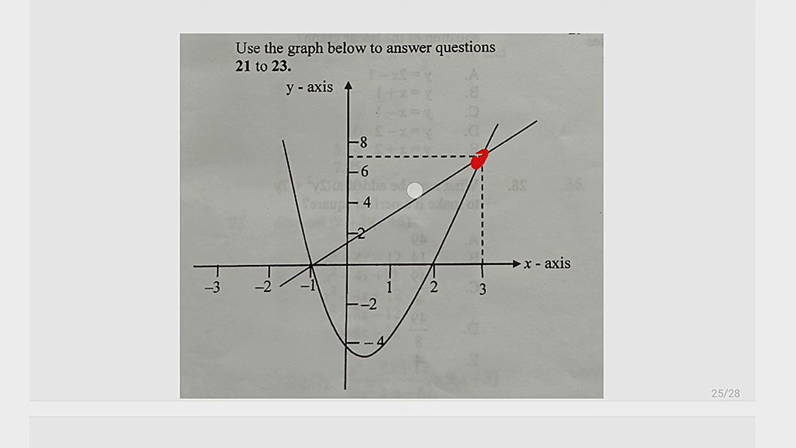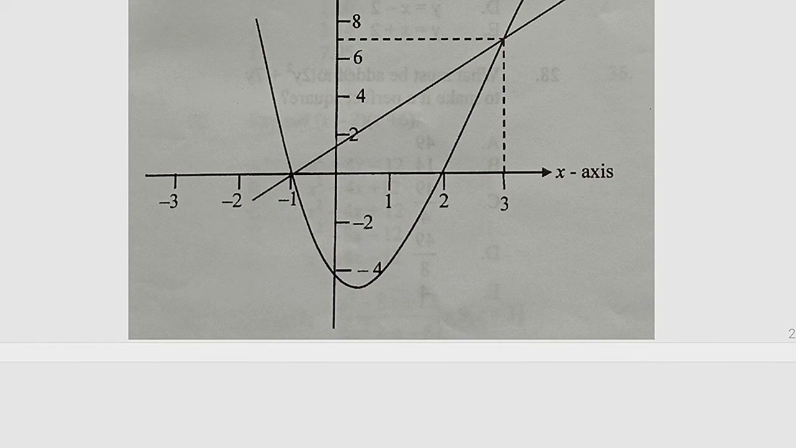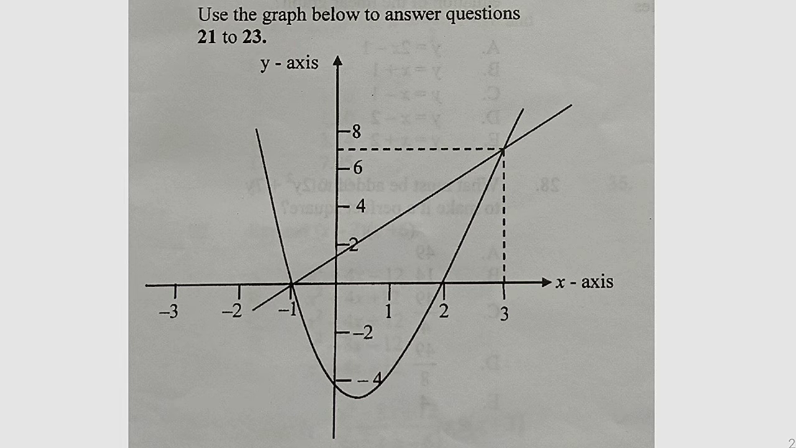So let's go to the questions. Question number 21 reads, which of the following gives the points of intersection of the linear graph and the quadratic graph? The points where the two curves intersected. So you can see that the linear graph and the quadratic graph intersected at these 2 points. And what are the coordinates?